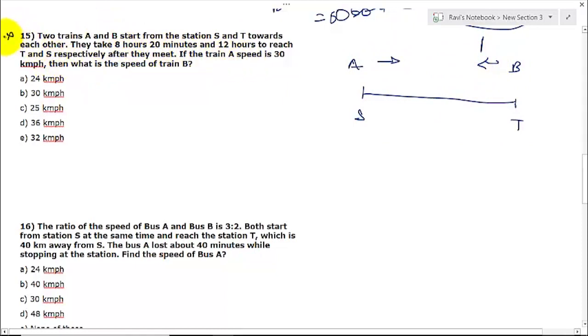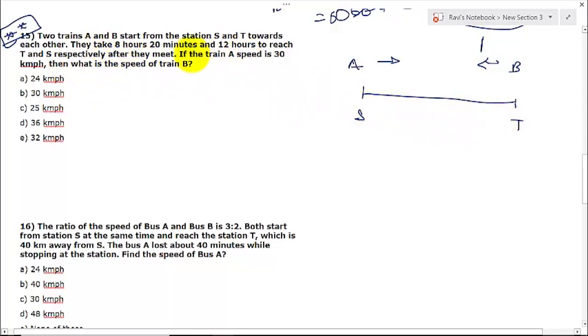You could mark this problem with a star because it is a different problem. This problem you have to do with the formula. If you apply the formula, you will get the solution immediately, and if you try with the normal process, it will take you a very lengthy time. If the speed of A is 30, what is the speed of B, they are asking. So they take this many hours to reach T and S.